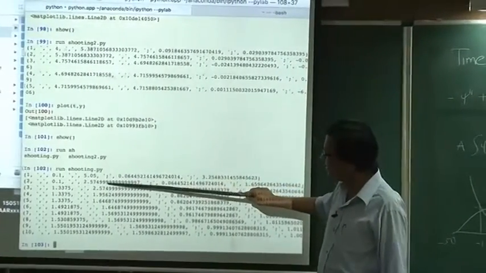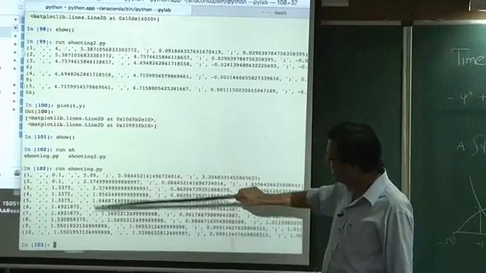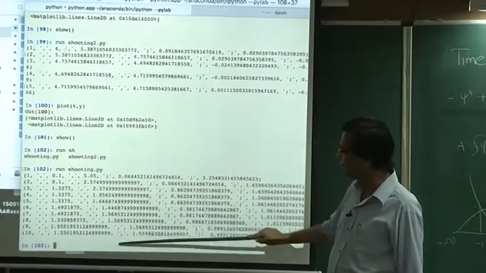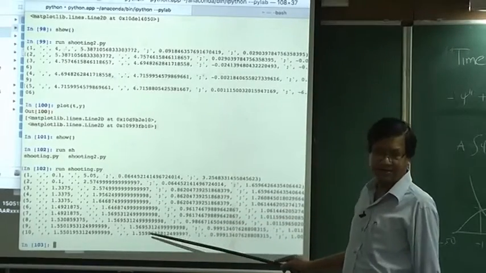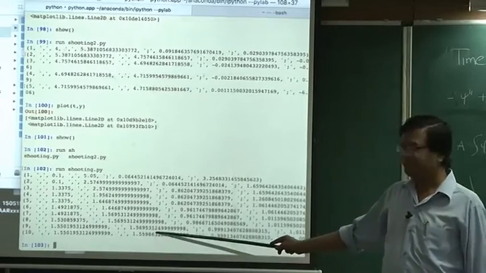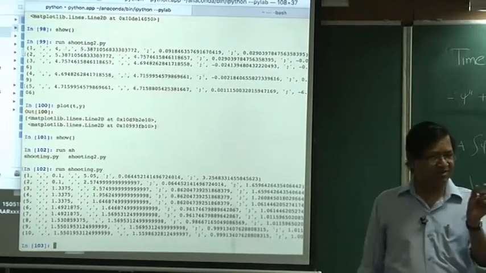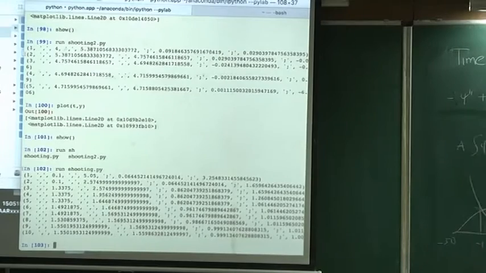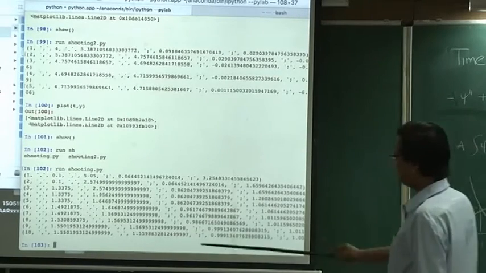So, I iterate and I converge to 1.55, 1.598. So, this is pi by 2. If I decrease my tolerance, then I will get a better answer. These are my slopes.